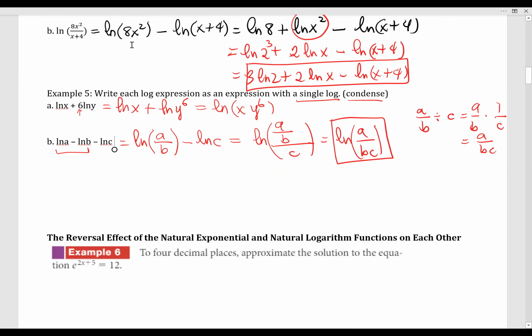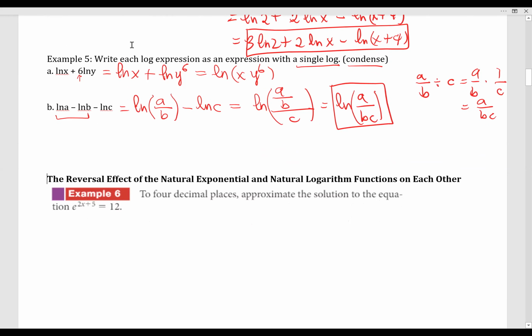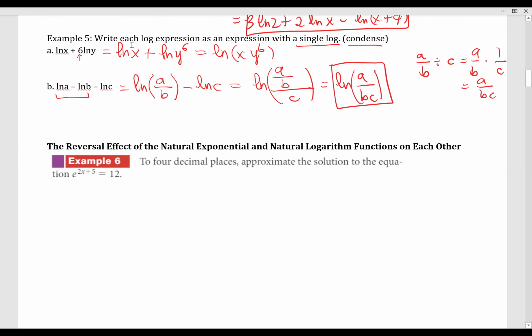Now I'm going to talk about the reversal effect of the natural exponential and natural logarithmic functions on each other. So in example 6, I would like to approximate the solution to the equation e to the power 2x plus 5 equals 12, in 4 decimal places. Okay, so how can I do this one?